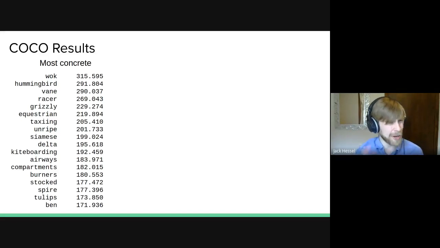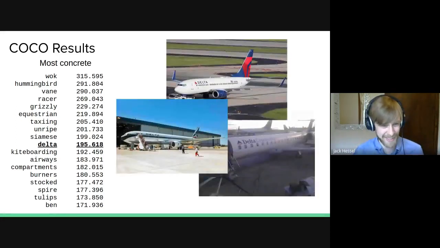But there are also some weird things in here, right? So if you look, our algorithm has said that delta is a very concrete word in Microsoft COCO. Is there something wrong with our algorithm? Is there a bug? Actually, no. It turns out if you go through Microsoft COCO and look at every single mention of the word delta, never is it rivers, never is it like a change in something. It's always planes. So I actually went through and checked. Every time delta is mentioned in Microsoft COCO, it refers to a plane. And as a result, it's assigned a very high concreteness score.